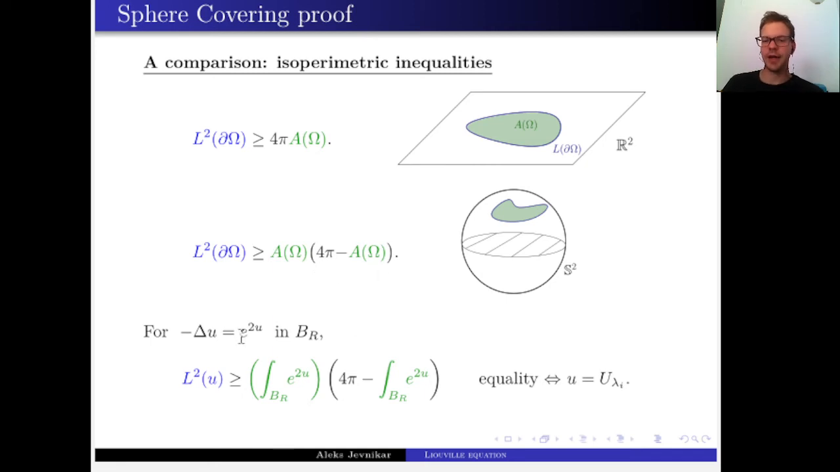So the length squared will be controlled now by the area of the domain, which is given by the total integral of the exponential. Okay, so you have the same isoperimetric inequality rewritten in terms of the solution of this Liouville equation. And again, the equality holds if and only if you have a spherical cap, so if and only if the function u is the bubble u lambda, which I was referring to before.